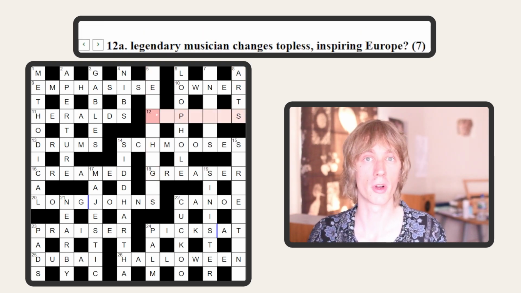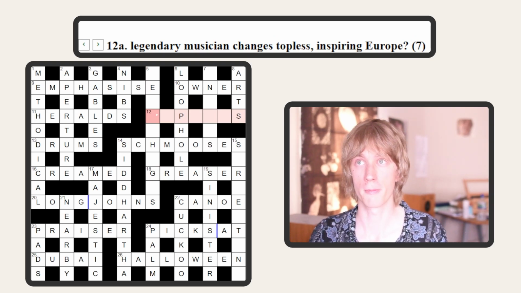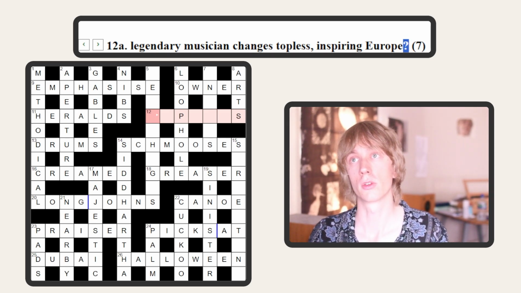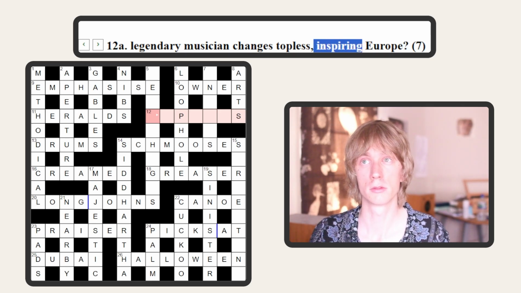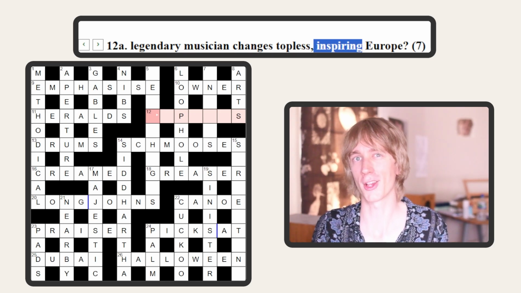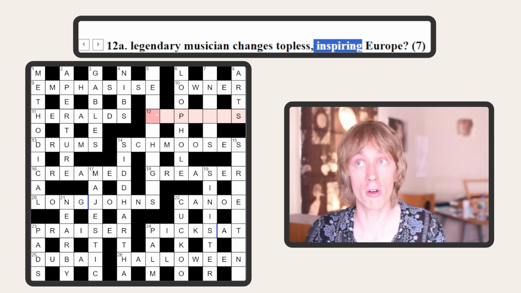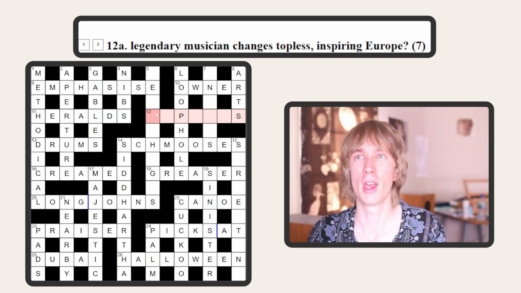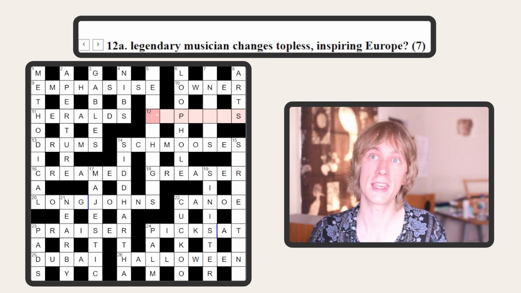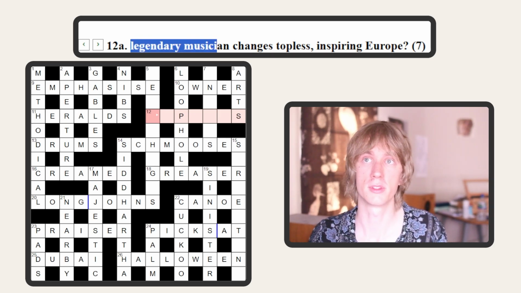All right, 12 across. Legendary musician changes topless, inspiring Europe. Okay, once again, we're looking for a strange definition here because we have the question mark. And I can see the indicator inspiring, and that means kind of to take in. So it's telling us one string is going to take in another string. And Europe is very often abbreviated to EU. So I think something is going to take in EU. Okay, which tells us that the literal is either legendary or legendary musician.